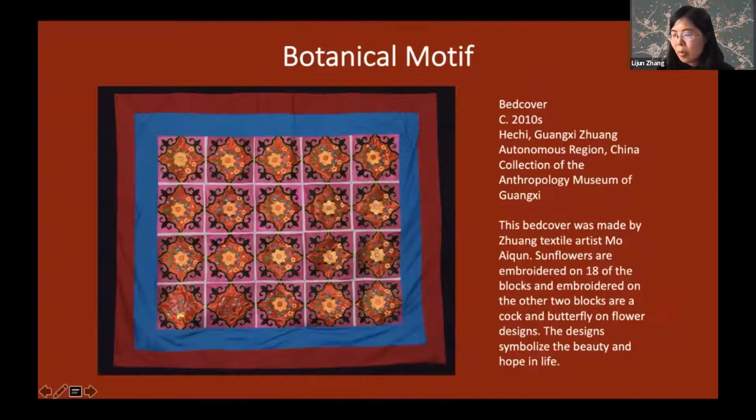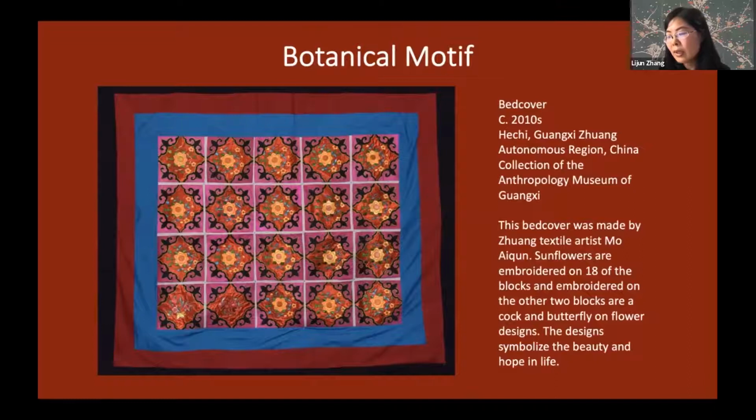Many of the embroidered or appliqued designs on the quilts from Southwest China are botanical motifs, including leaves, plants, fruits, and flowers. Flower designs include peony, sunflower, chrysanthemum, lotus, camellia, and plum flowers. This back cover was made by Zhuang artist Mo Aijun, and sunflowers are embroidered on 18 of the blocks, and embroidered on the other two blocks are a cock and the butterfly on flower designs. The designs symbolize the beauty and hope in life.